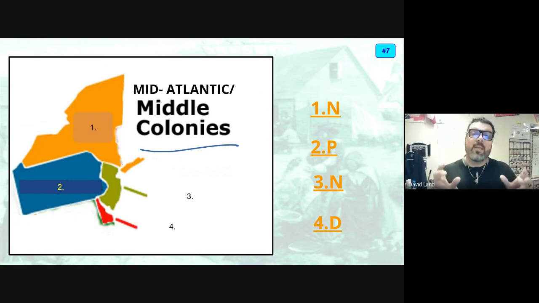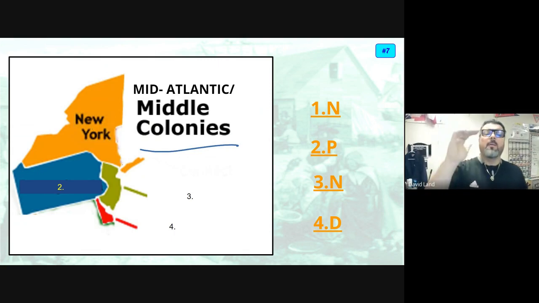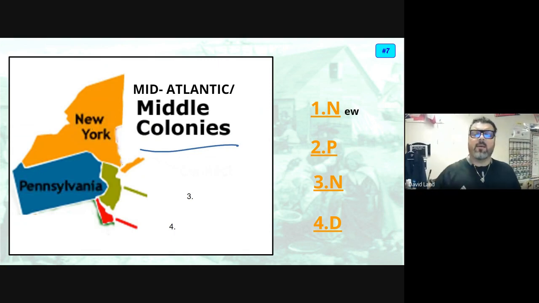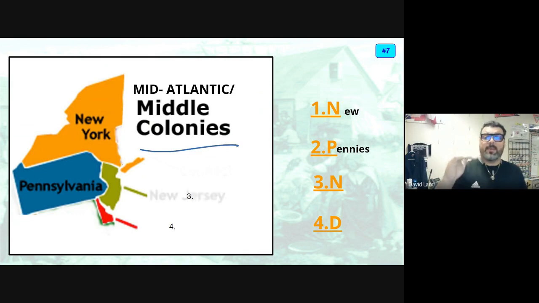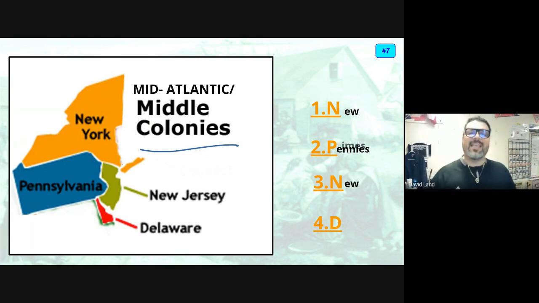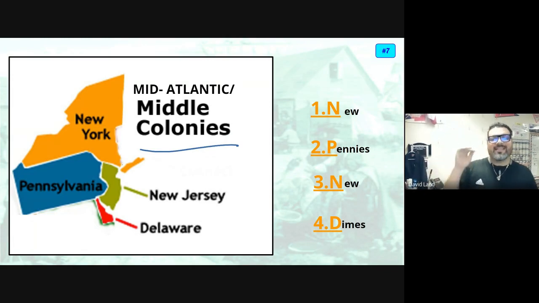These are the middle colonies. Ready? I'm going to name them. Find it in your chart. Let's name them. New York, Pennsylvania, very big state there. New Jersey, and last but not least, Delaware. New pennies, new dimes. Look at that memory trick. I say that in class. New pennies, new dimes.